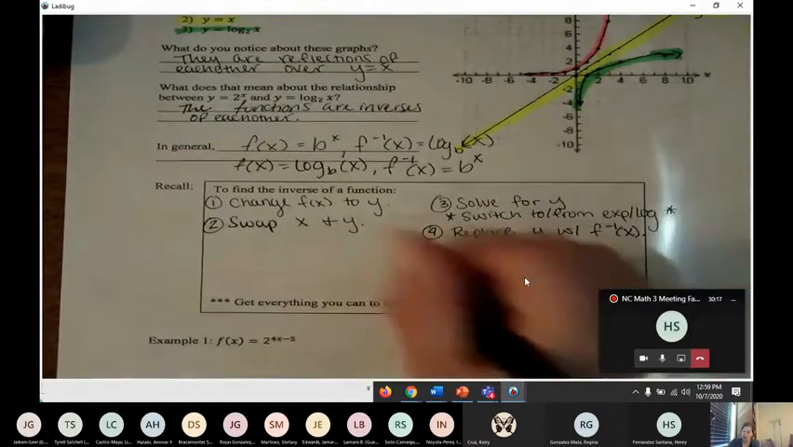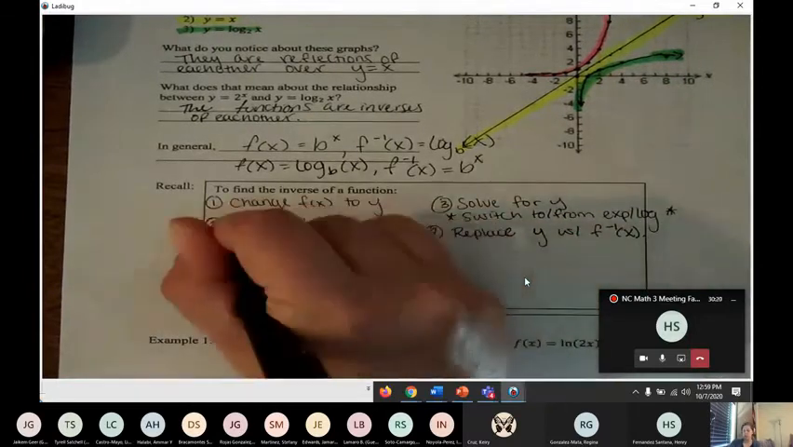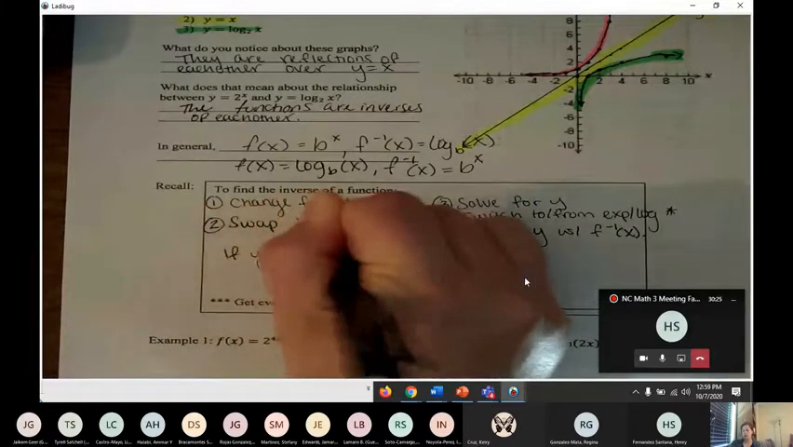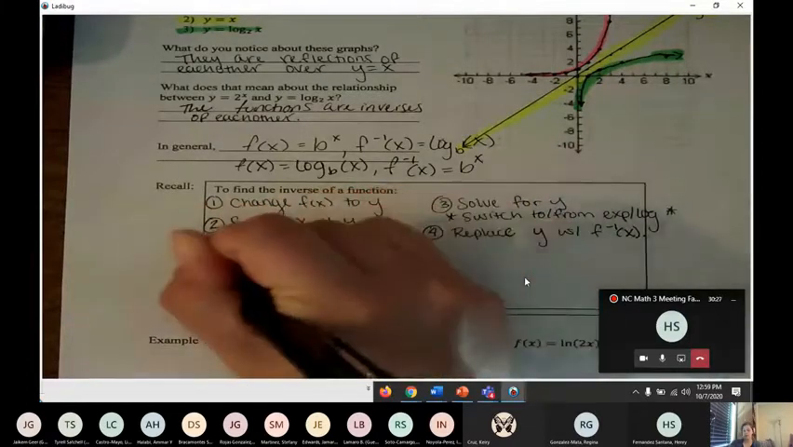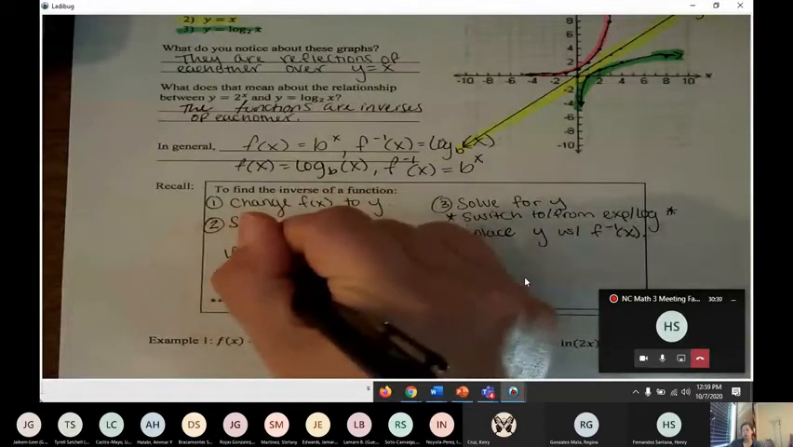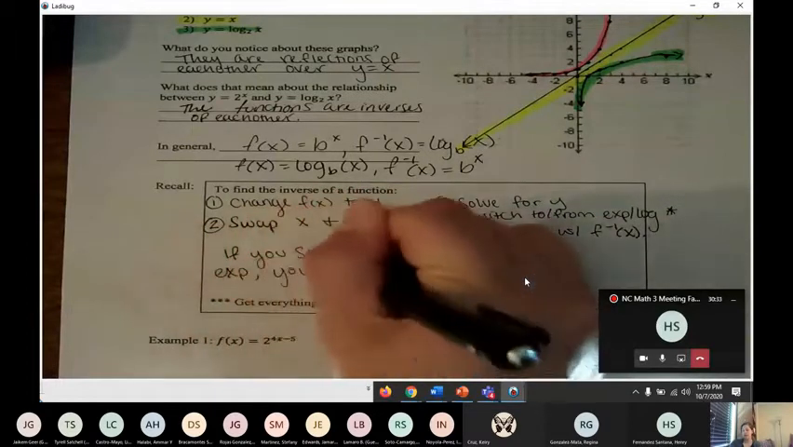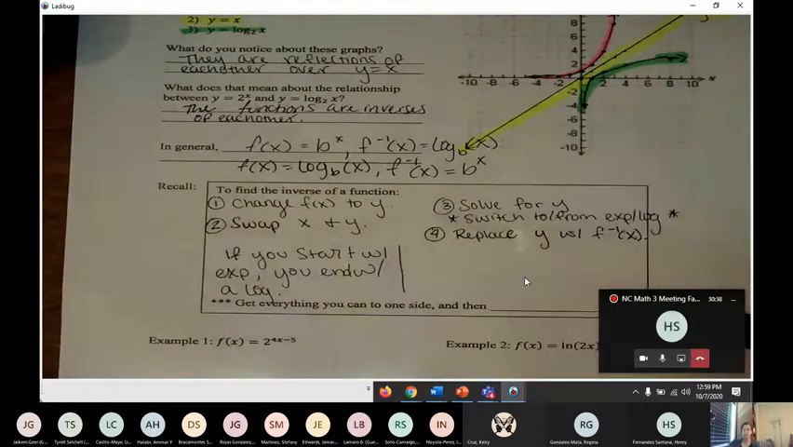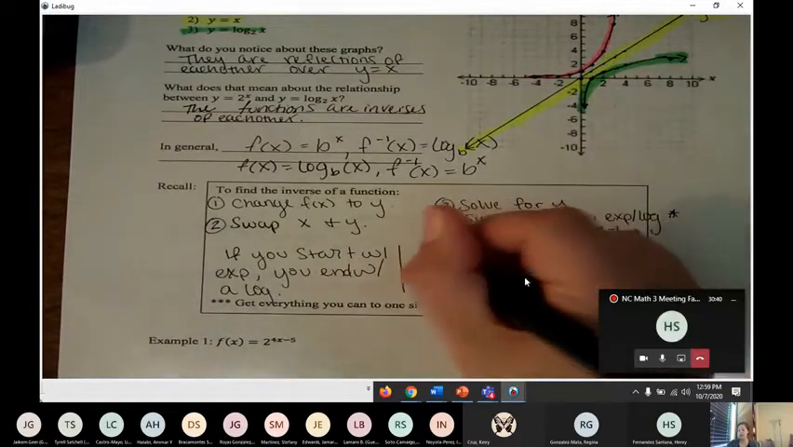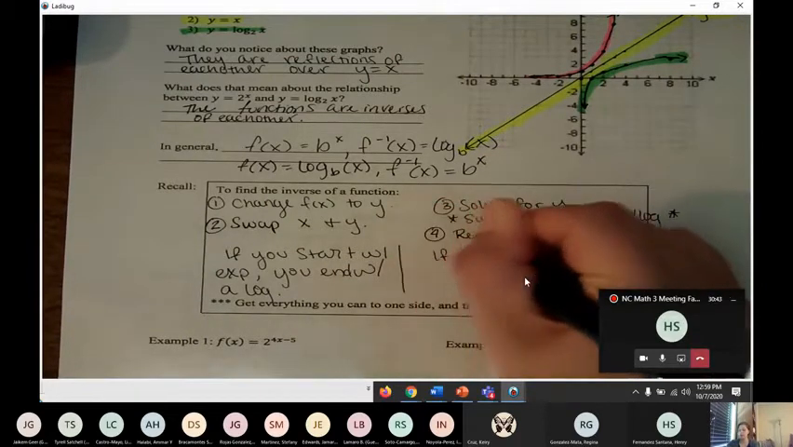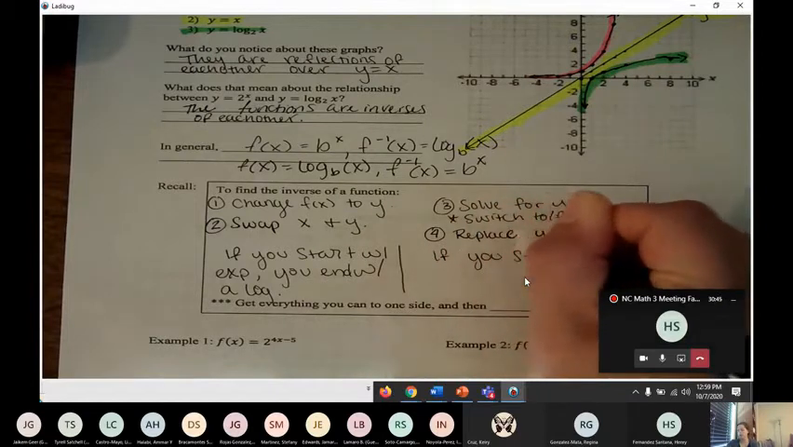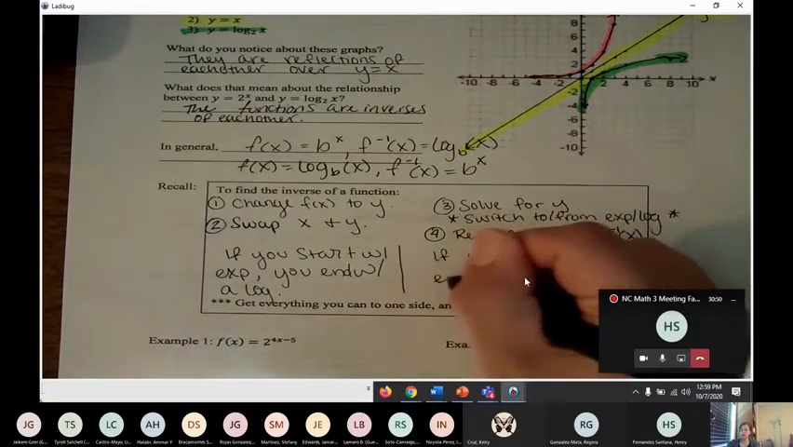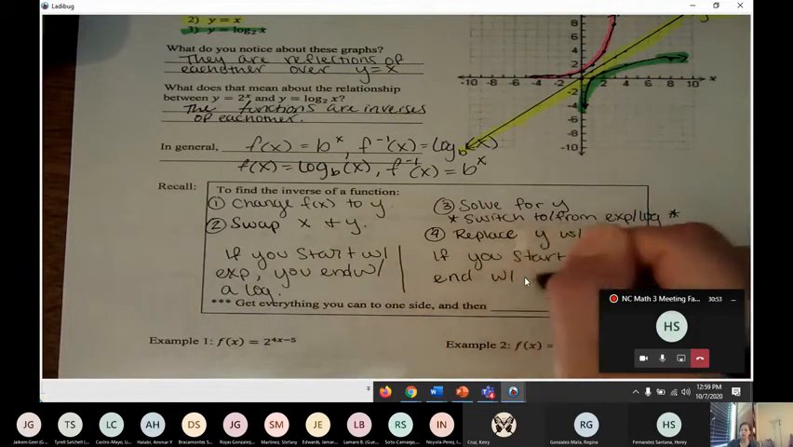And then I'm going to write out some little information. So if you start with an exponent, you end with a logarithm. And if you start with a log, you should end with an exponent.